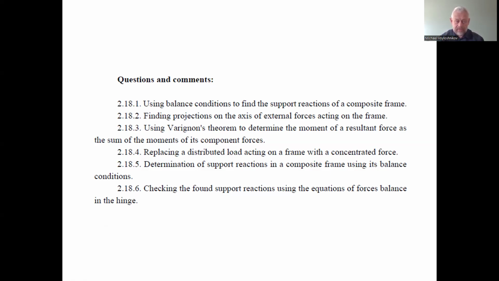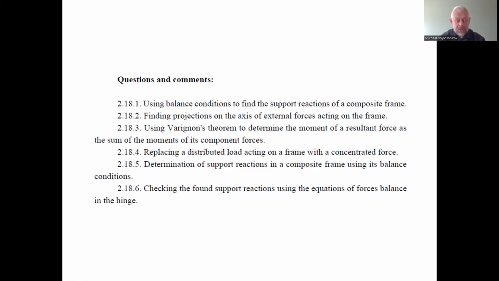condition of the balance is the projections on the ordinate axis y of all forces acting on the composite frame, and all moments, including the support reactions and the moment under the determination of the support reaction, have to be equal to zero relative to any point.